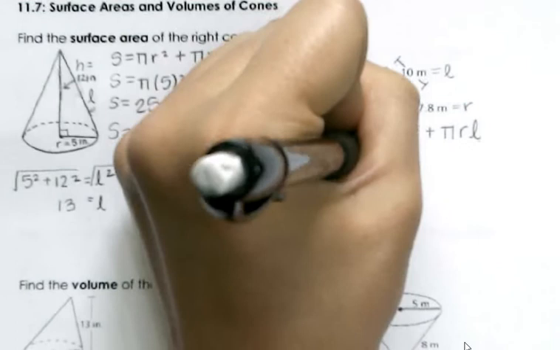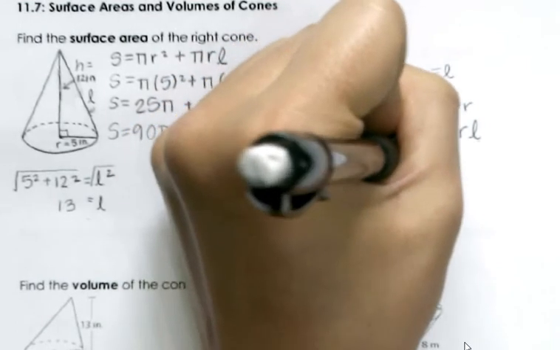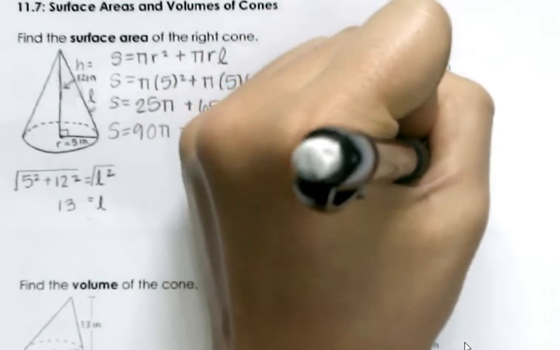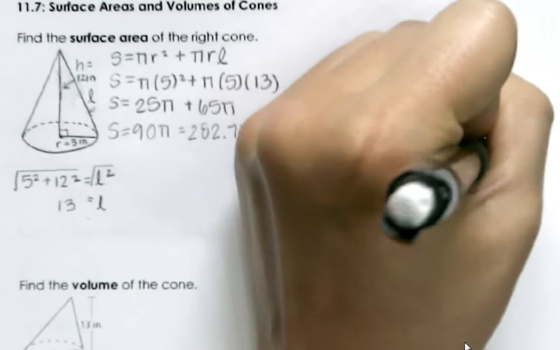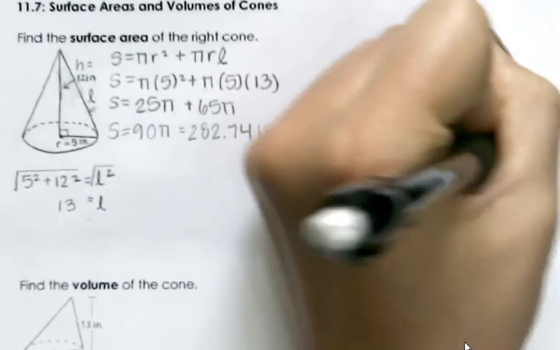So we're going to plug in what we know. So r is 7.8, squared, plus pi times 7.8 times 10.